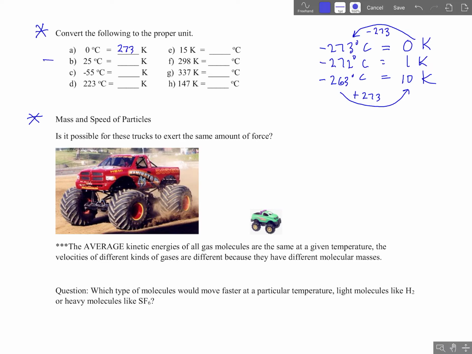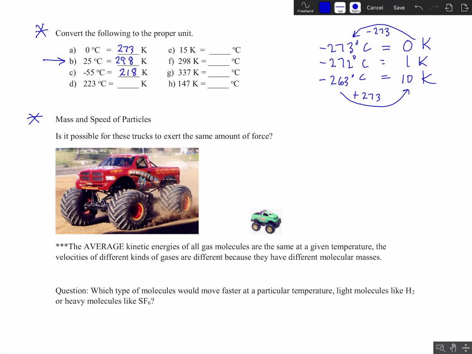So on letter B, we have 25 Celsius. If you add 273 to that, don't you get 298 Kelvin? So that would be 25 Celsius in Kelvin. What about negative 55? Negative 55 is pretty doggone cold, but on the absolute temperature scale, it's going to be a number that's bigger than 0. So when we take negative 55 and we add 273 to that, we get 218 Kelvin.